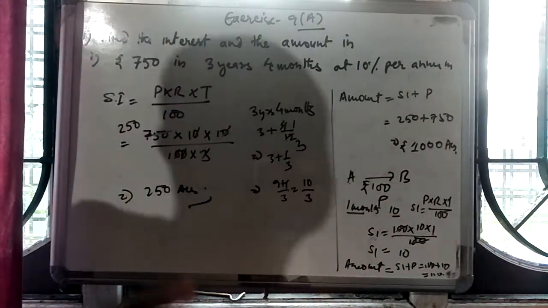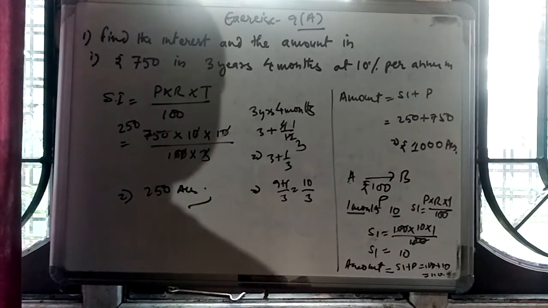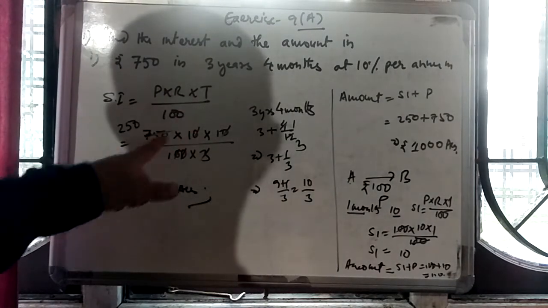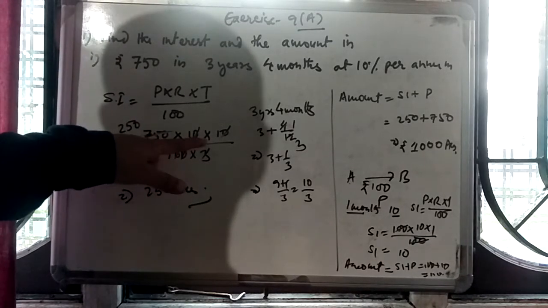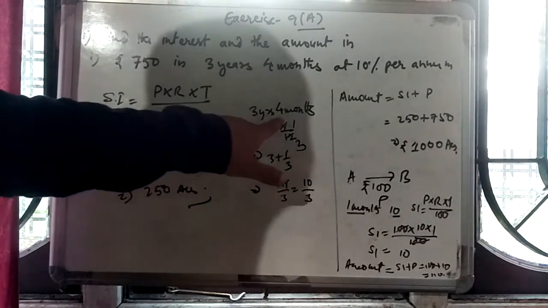Okay, so as it is, we'll do it. The solution: first, simple interest equals P into R into T by 100. That is, the principal is 750 into 10 into 10. How did it come? Now, 3 years 4 months.